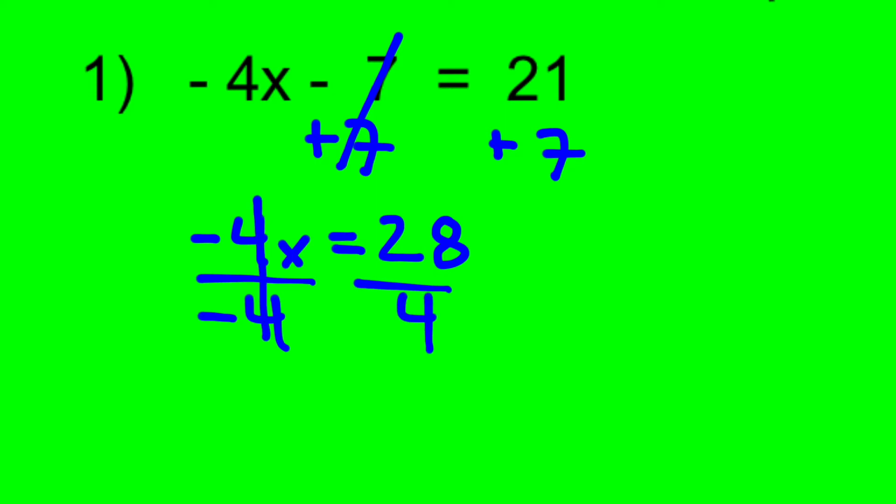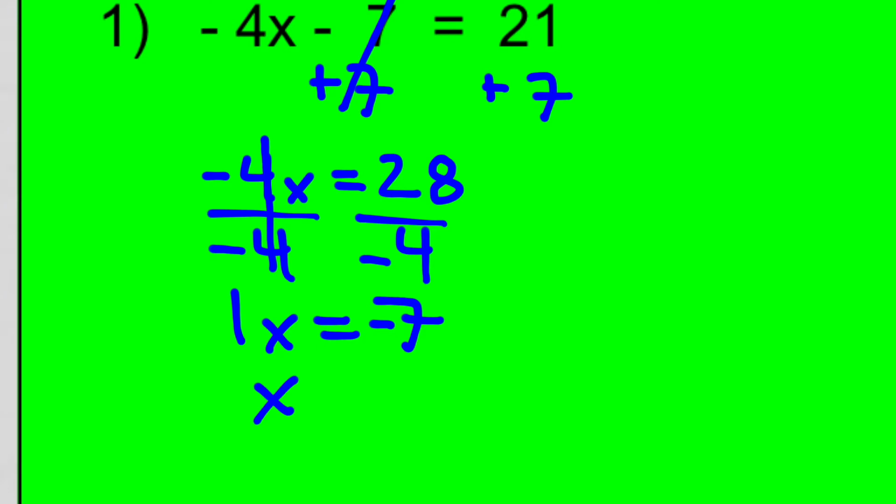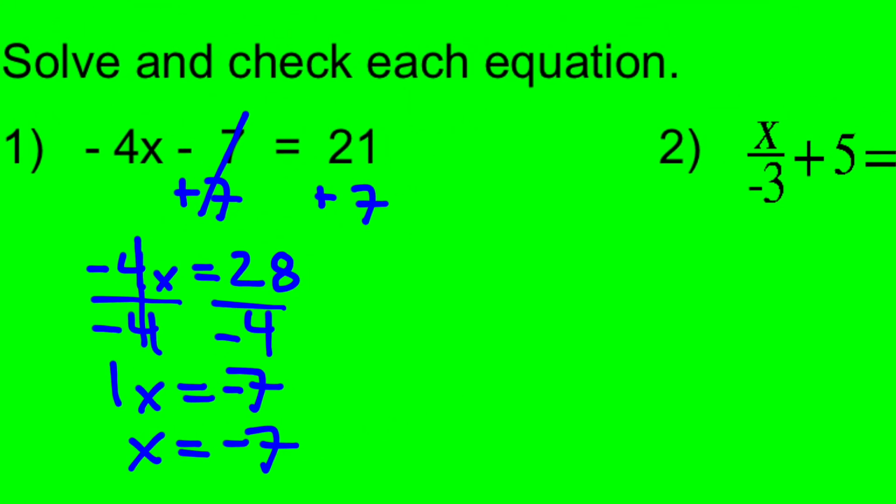Now I'm left with a multiplication beside the variable, so I simplify it by dividing both sides by negative 4. Negative 4 divided by negative 4 is positive 1x. 28 divided by negative 4 is negative 7. So x is equal to negative 7. Then the check.